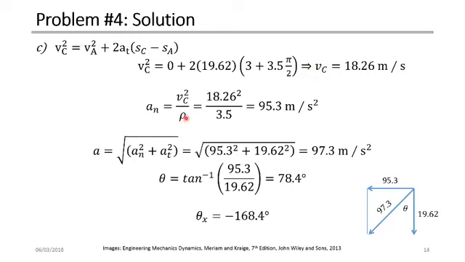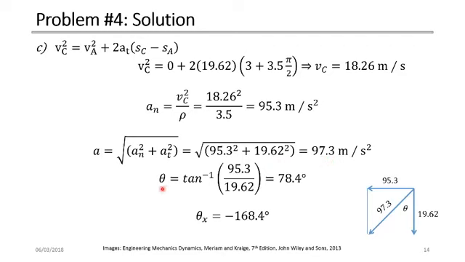Now, because we have the radius of curvature and the velocity, we can calculate the normal component of the acceleration. So a_n, the normal component of the acceleration, is v_C squared divided by rho. The velocity here is 18.26, so 18.26 squared divided by rho, which is 3.5. So we get 95.3 meters per second squared. So the total acceleration is the square root of a_n squared plus a_t squared, where a_n is 95.3 and a_t is 19.62. In this case, the total acceleration is 97.3 meters per second squared.